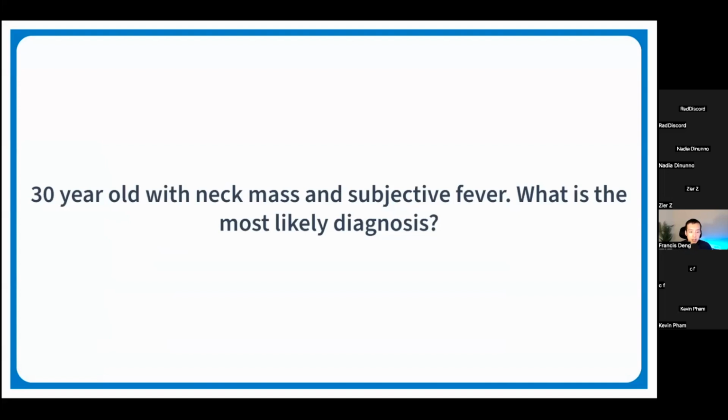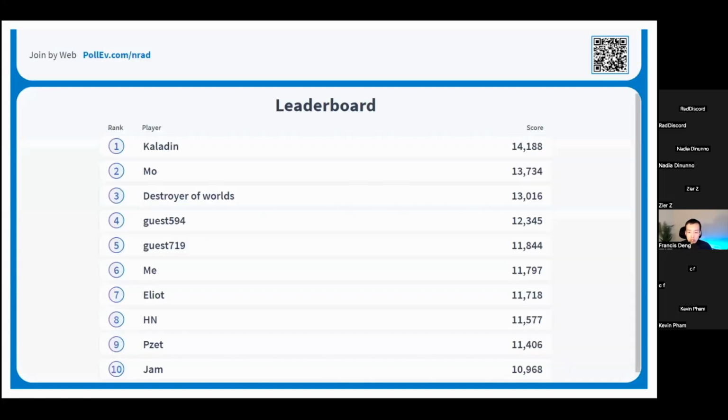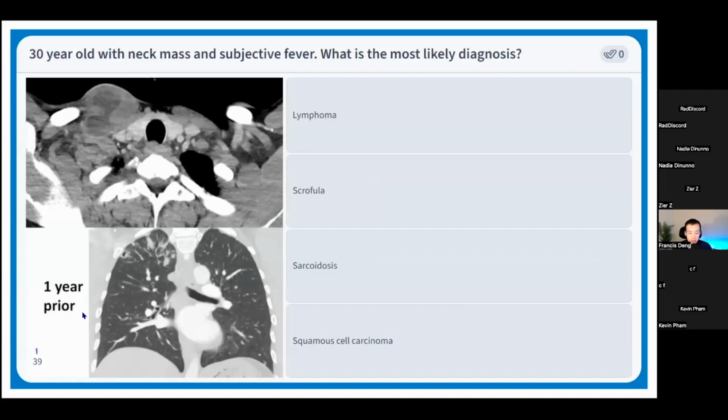Next patient has neck mass and subjective fever. They're 30 years old. What is the most likely diagnosis? Now, at the bottom here, I have a CT scan of the chest, coronal section, obtained 1 year prior, related to history that was not immediately provided with this referral for a CT neck. And what we see on the contrast enhanced CT neck is at the level of the lower neck.